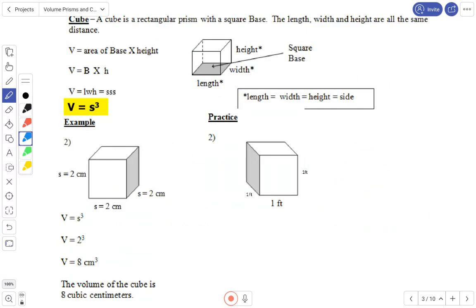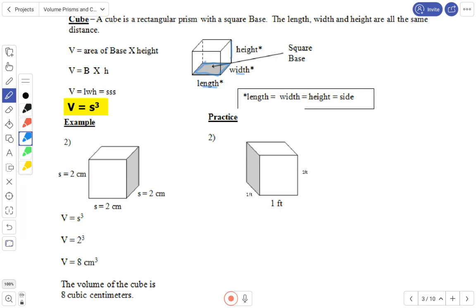Our next shape is a cube. So a cube is a special rectangular prism. It's special because its base, it's still a rectangle, but it's a square. Okay, and a square, we know the length and the width are going to be the same. And with the cube, the height ends up being the same also.